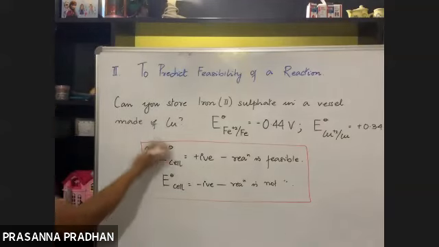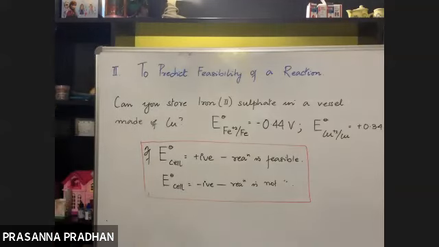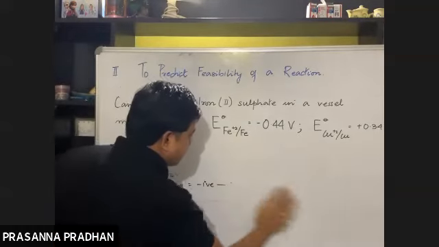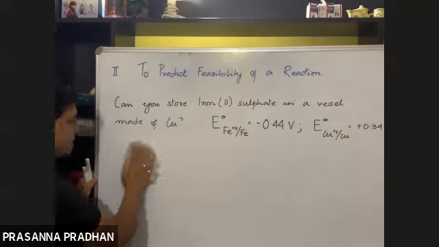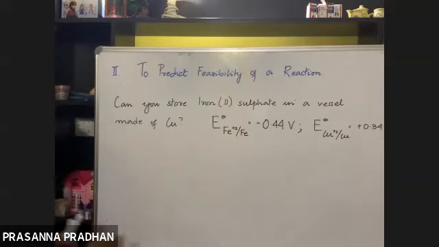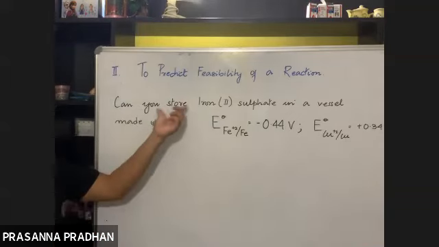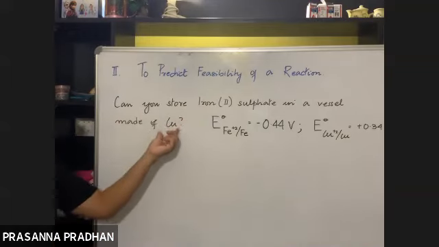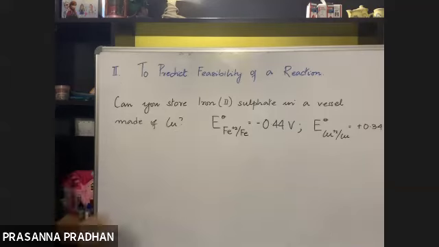And how do you calculate this E naught cell? Again, E naught cathode minus E naught anode. Fine. So let us just write down these 2 points. Now, again, let us come back to the previous discussion. If E naught cell is positive, yes, the reaction will occur, feasible. If E naught cell is negative, the reaction will not occur. So here it is being asked indirectly, can you store iron sulfate in a vessel made of copper? It means you are being asked indirectly whether iron sulfate will react with copper or not.